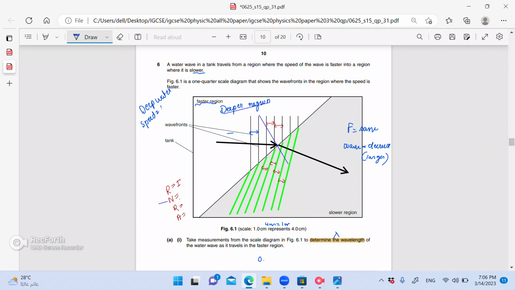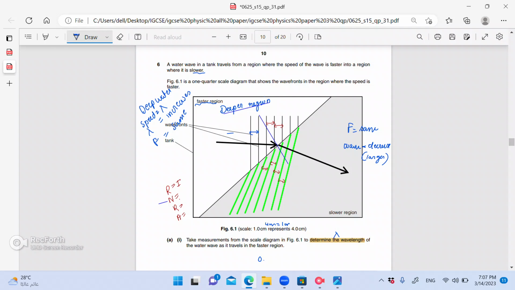In the deep water, speed will be faster, and wavelength will increase. And what about the frequency? Frequency will be the same for both. Again, I'm repeating, in the deep water, speed will be faster, wavelength will increase, and frequency will be the same.